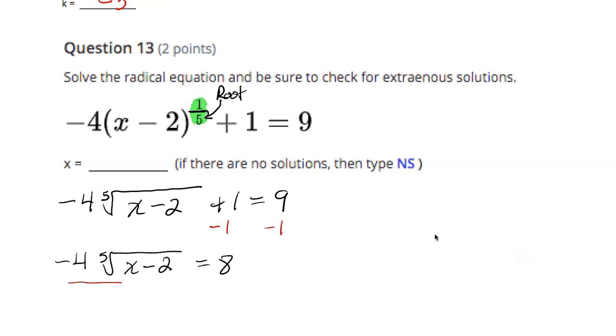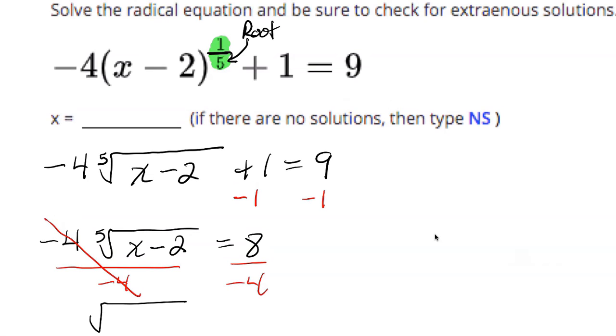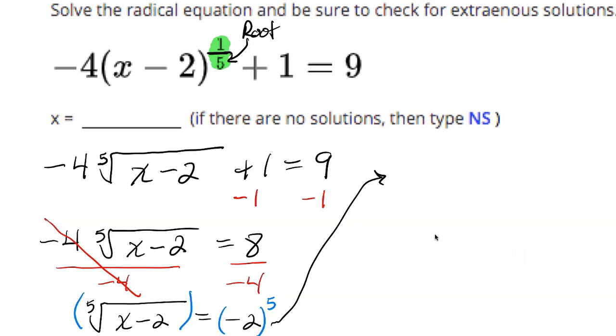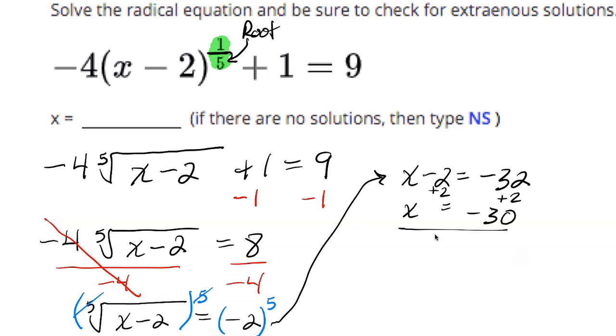And then we'll divide by -4. Divide those out, and that would give us the fifth root of x minus 2 equals -2. Now to get rid of the fifth root, we're going to raise both sides to the fifth. And that cancels the fifth root, so we get x minus 2 equals -2 times -2 times -2 times -2 times -2, I think that's -32. Add 2 to both sides, so we get -30. That's our potential answer.